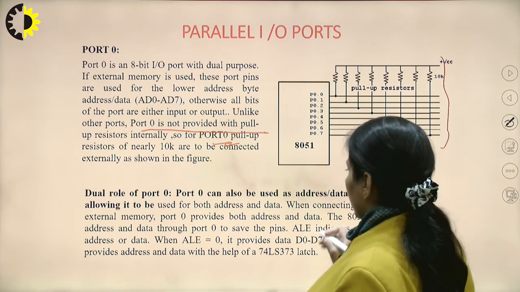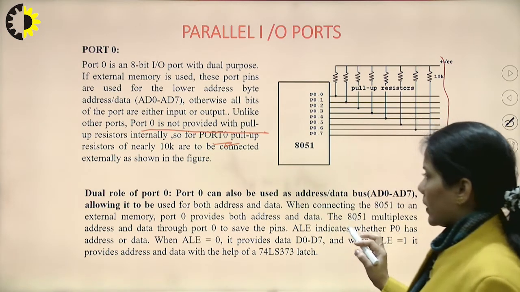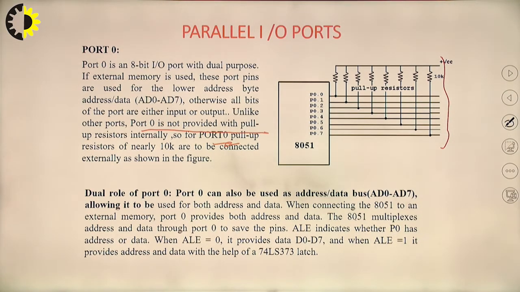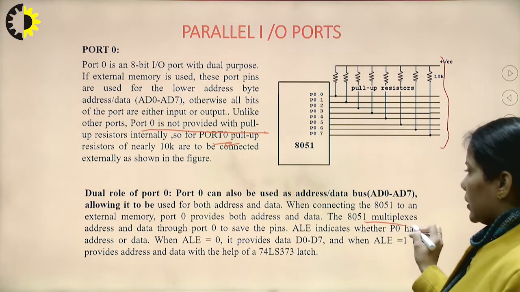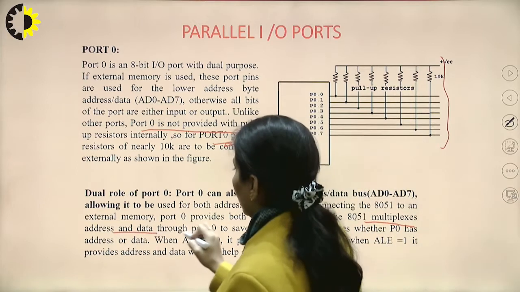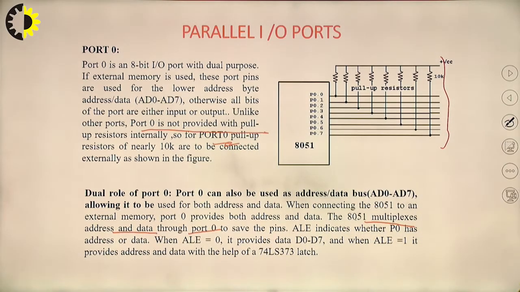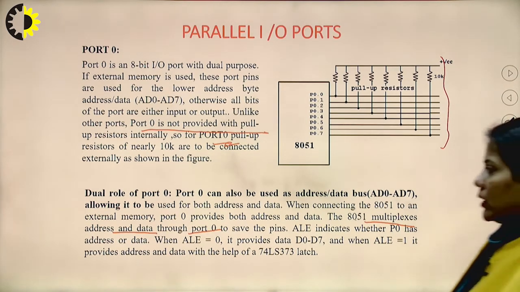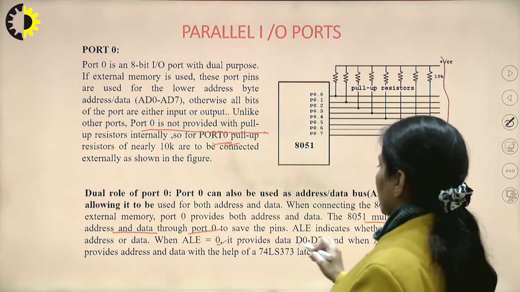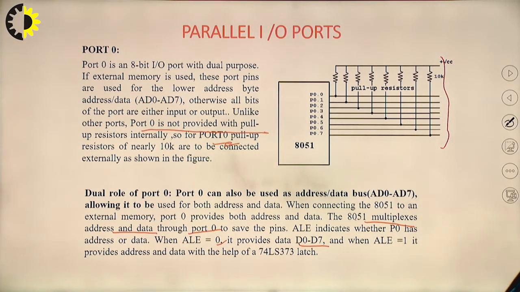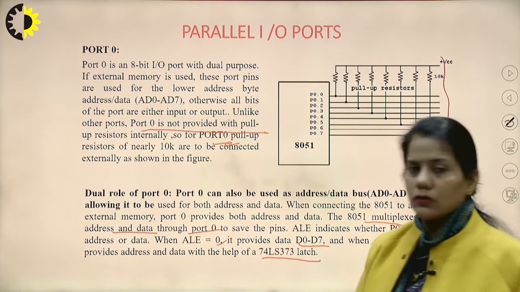The 8051 is used to connect the lower order address and data bus. So 8051 multiplexes address and data through port 0 pins. ALE indicates whether P0 has address or data. When ALE is 0, it provides data D0 to D7, and when ALE is 1, it provides address, with the help of this latch.